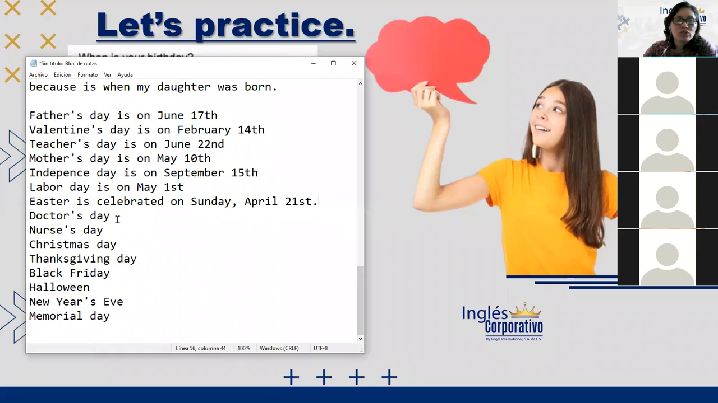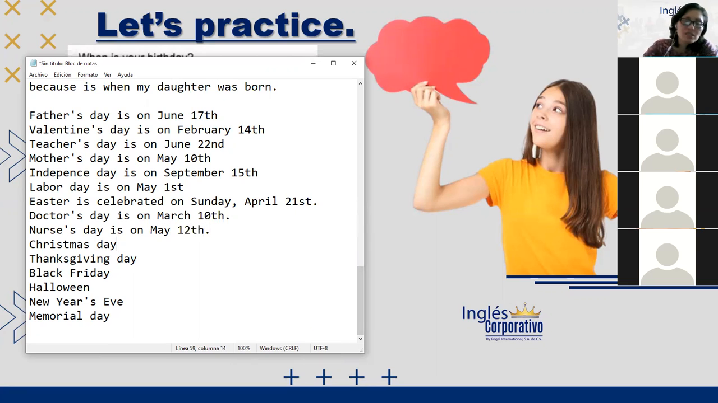Yeah. What about Doctor's Day? Do you know when Doctor's Day is celebrated? March. March? March. In the day? 10. Oh. 10. No sabía. And Nurses Day? May 12th. May 12th. Okay.